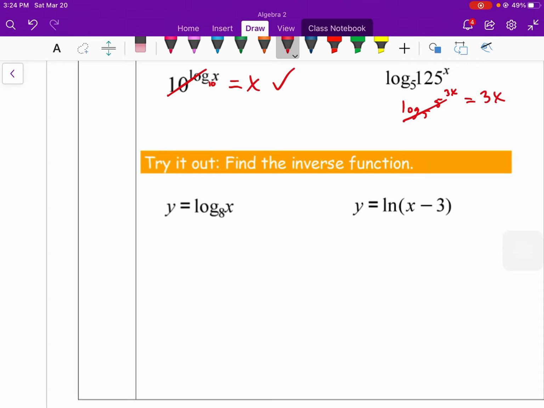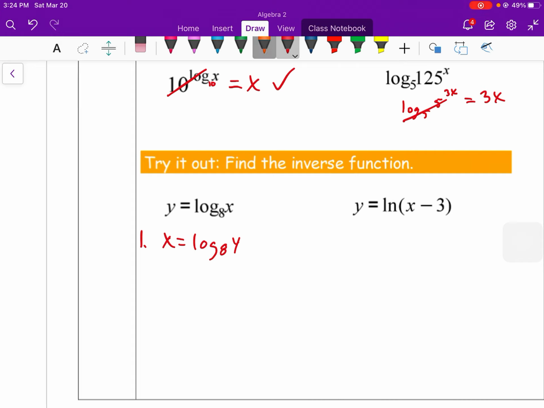So to find the inverse function, what we would do is we would first switch our x and y. So that's going to be the first step. Switch x and y. So that becomes x equals log base 8 of y.